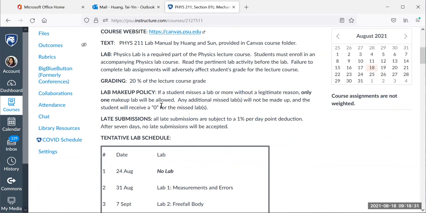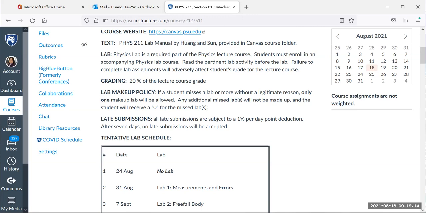On the makeup policy, we do understand that sometimes you cannot attend the lab, but the expectation is that you attend every lab period and complete the assignments. If you cannot attend, you need to let me know in advance so I can make appropriate arrangements. If you miss a lab without a legitimate reason, you will be allowed only one makeup lab. Any additional lab will not be made up, and you will receive a 0 for the missed labs.